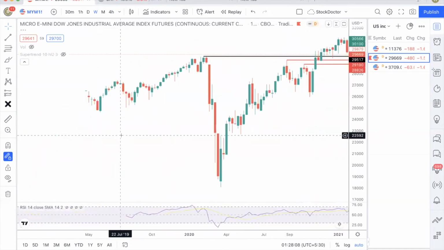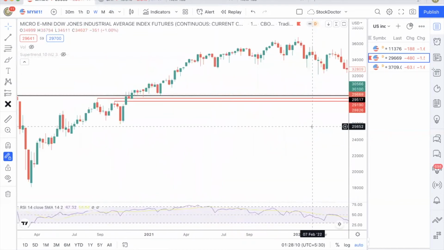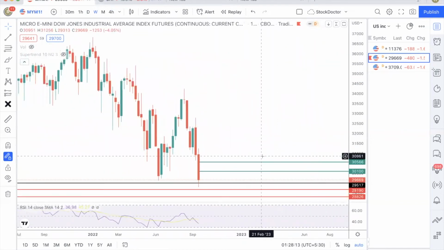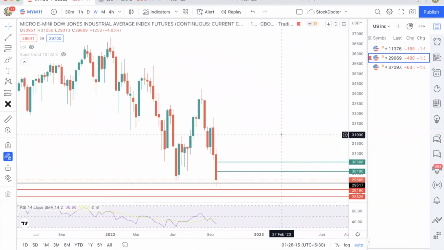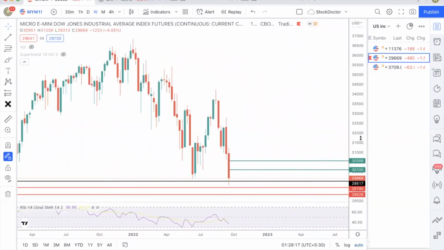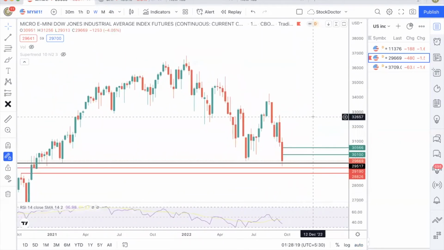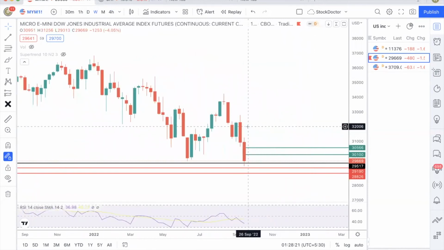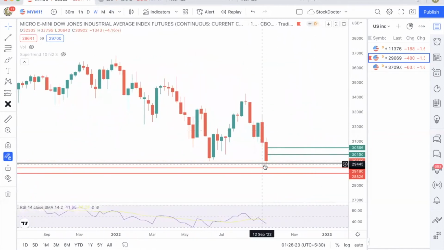You can see this black line. I will show you here. This was the pre-COVID level, 29,500. So now we will see that this level will act as a support, because you can see here, Friday we tried to trade below this level, but we closed above that level.